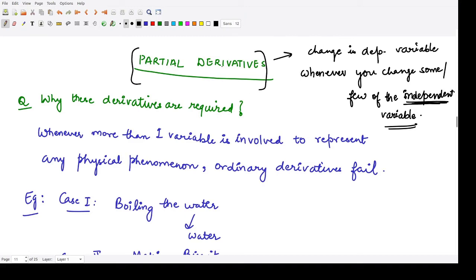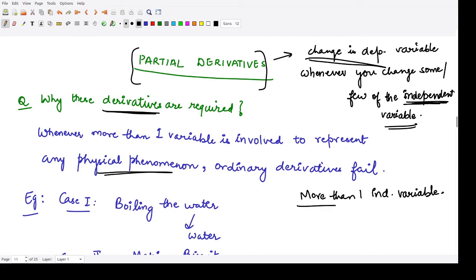So first of all, before getting to know what is this partial derivative and how can we calculate these, we have to see why these derivatives are required. These derivatives are required whenever we wanted to see the change in dependent variable. But in various physical phenomena and situations, and in most of the physical situations, you have more than one independent variable. Okay. For example, let me give you one more example.